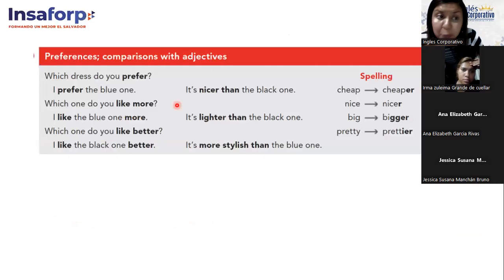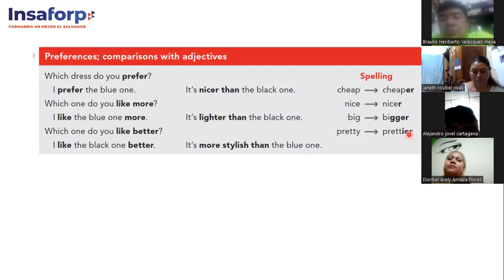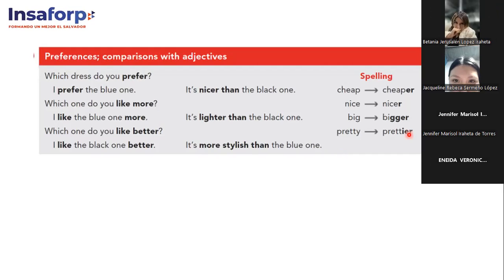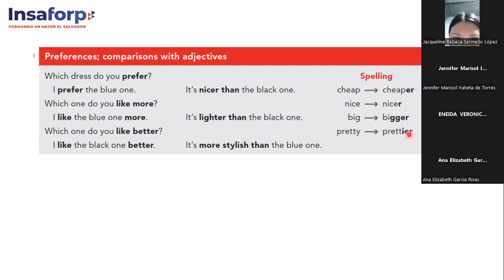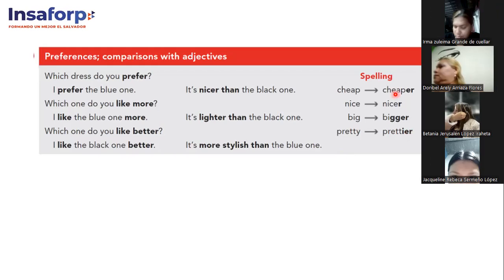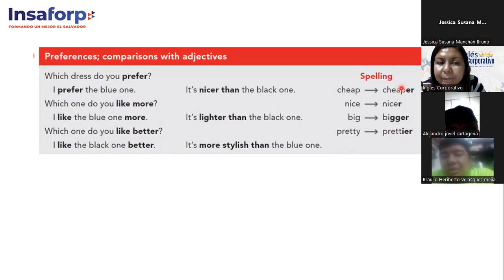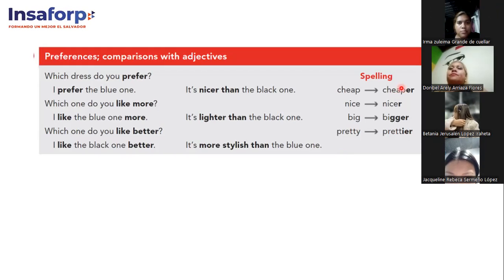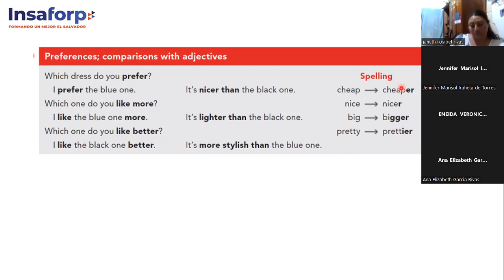Now in the next conversation, we have more examples to express preferences and comparisons with comparative adjectives. So we need three volunteers to read the question and the answers. Volunteer number one. Okay, Susana, number one. Number two, ¿quién dijo yo? Alejandro, the second one. And the last one, Janet Rocibel, would you like to read the last one? Okay, we start with Susana.